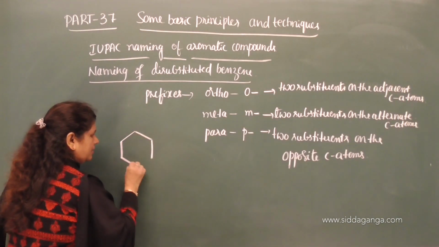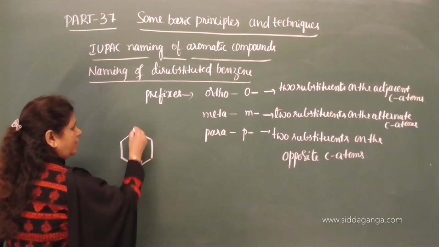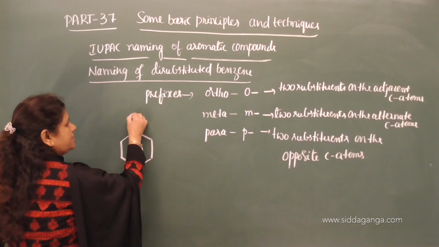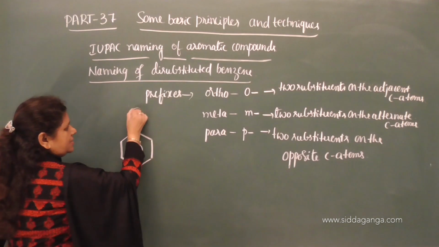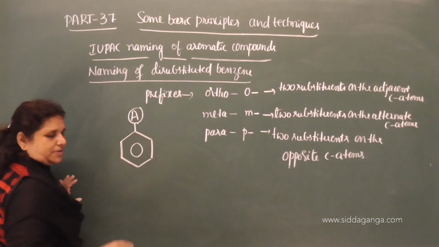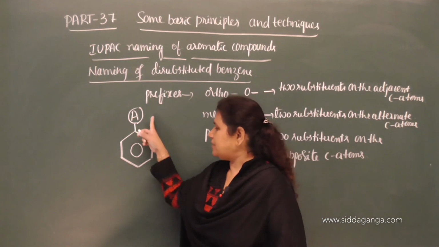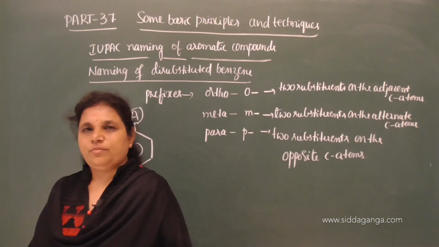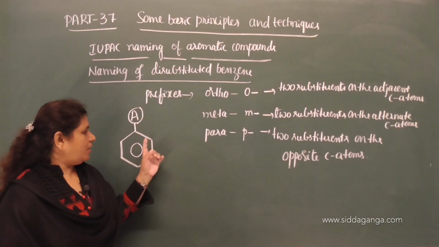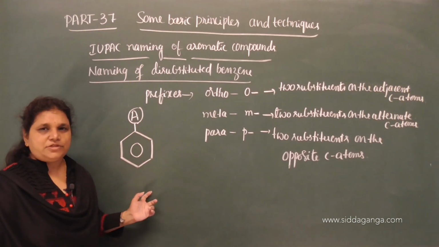See, this is a benzene ring, correct? And here is a substituent group, let it be A. So A is a substituent group already present on a benzene. When one substituent group is on the benzene, then it is called monosubstituted benzene. So, after monosubstitution, you will get 5 positions for disubstitution.